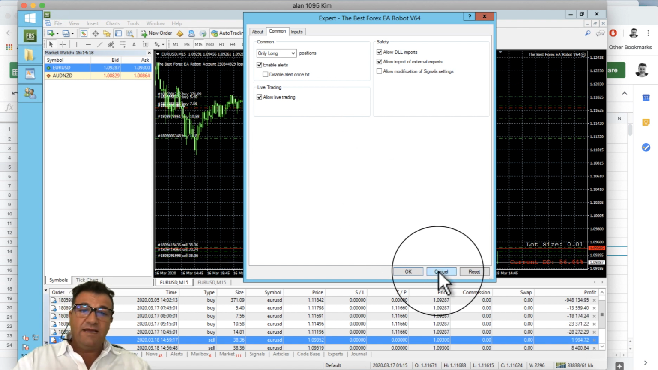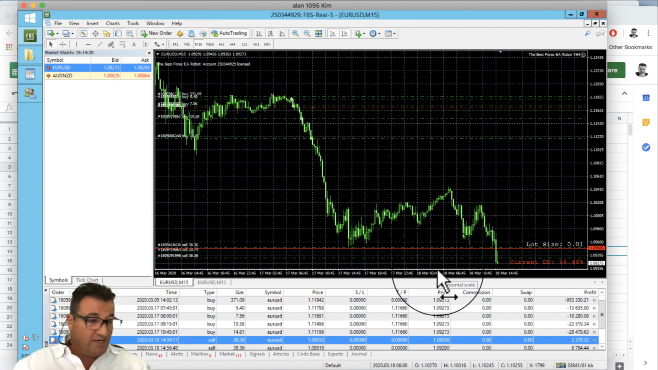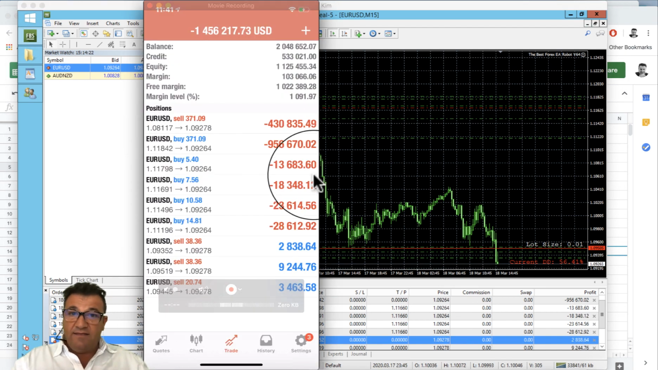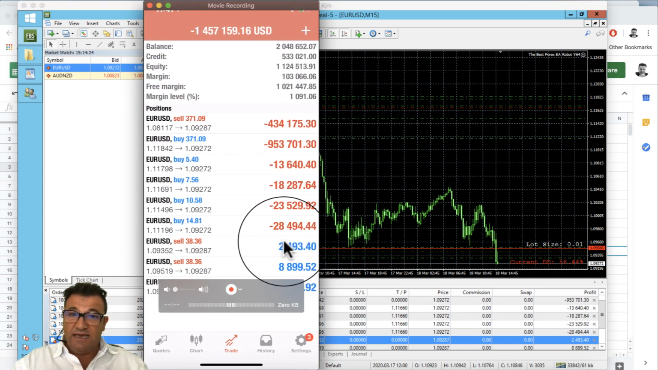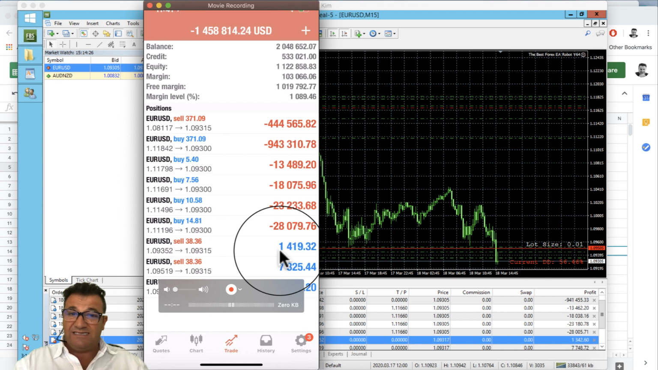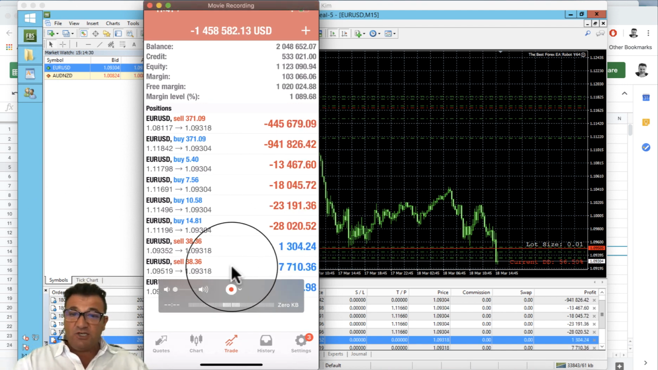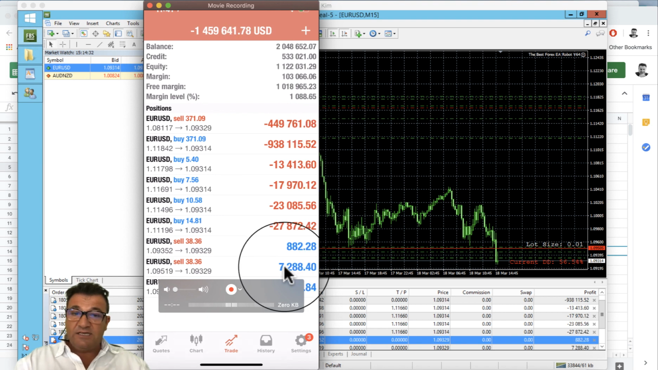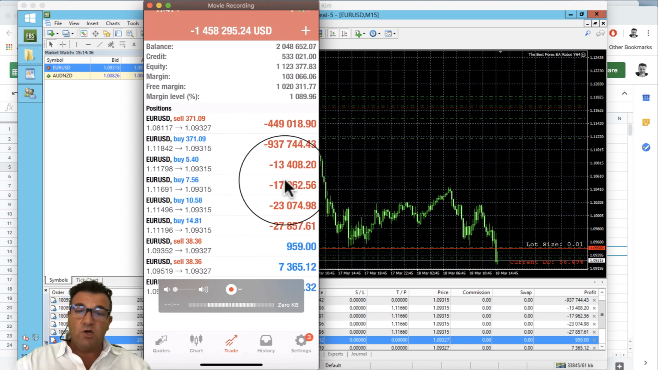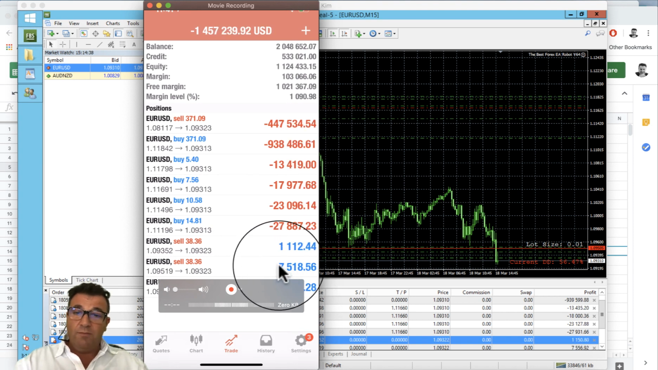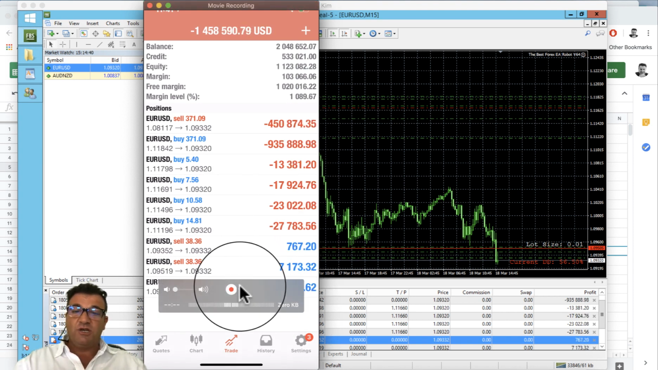Now, the reason I'll do that is, number one, I'm hedged. Remember that these trades added together equal the 38.36, so that hedges my account. The next trade that opens is the trade that's actually going to start making profit once I close out these trades. So all my sell trades will eventually outnumber my negative trades.